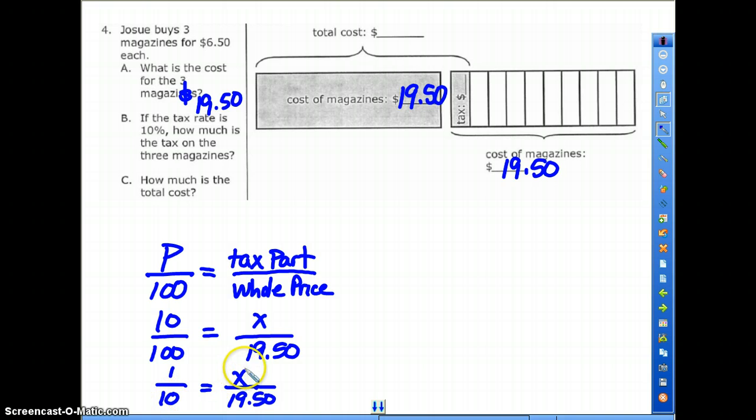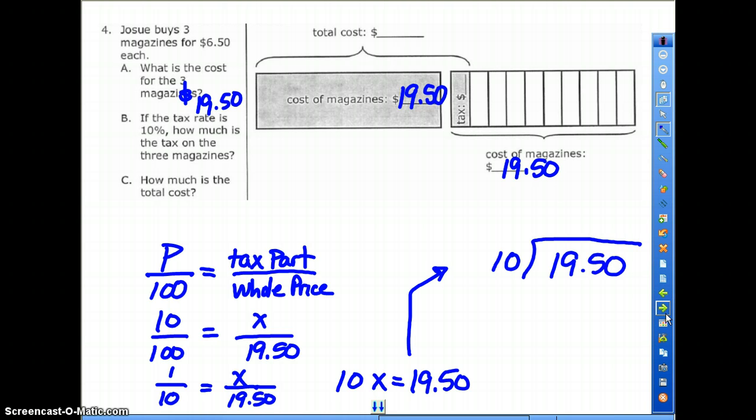I know my cross products are equal. So 10 times X equals 1 times 19.50. 10 times some number is 19.50. How do you figure out what this number is? Yeah, you take 19.50 and divide by 10. And isn't that what we were originally going to do? Sure is. So let's go ahead and do that.